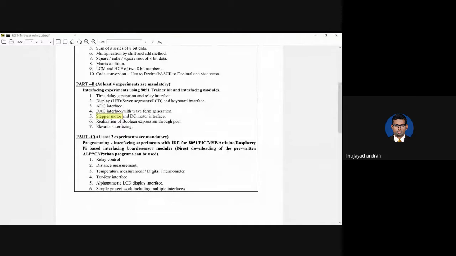But anyway, I'll explain to you what a stepper motor is. I'll explain to you how to interface a stepper motor with 8051. I'll also show you the Proteus program, or the Proteus demo, of interfacing the controller with the stepper motor. And for the DC motor I don't have the Proteus program, but I'll give you the method to interface a DC motor.